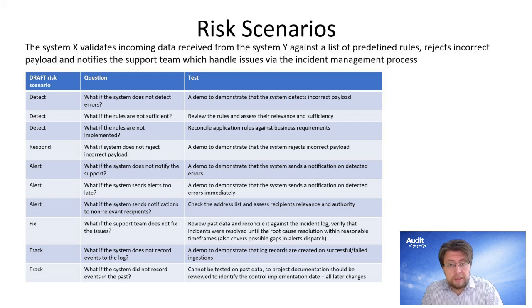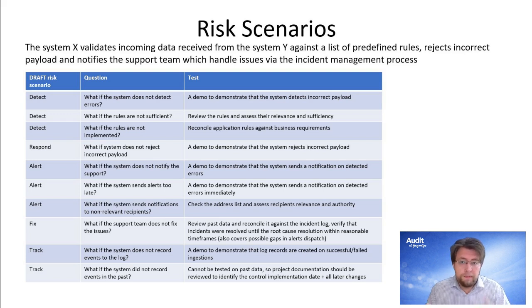System X is sending information to system Y, and system Y validates the received payload against a list of predefined rules. And if the rules are not verified, the validation fails. In that case, system Y would reject it and notify the support team, because someone needs to pay attention because the transmission has failed. And again, we start from the detection.